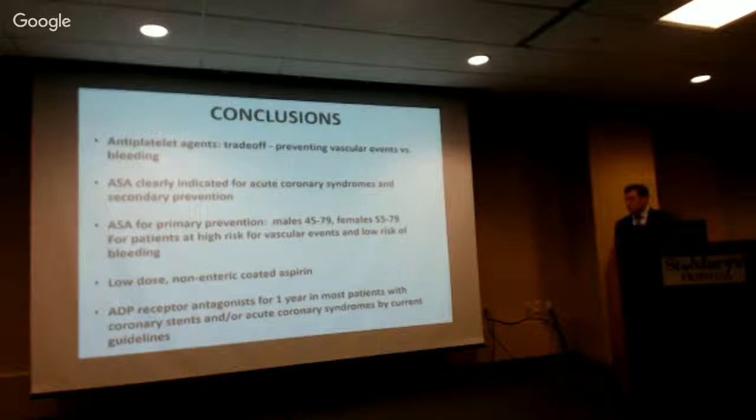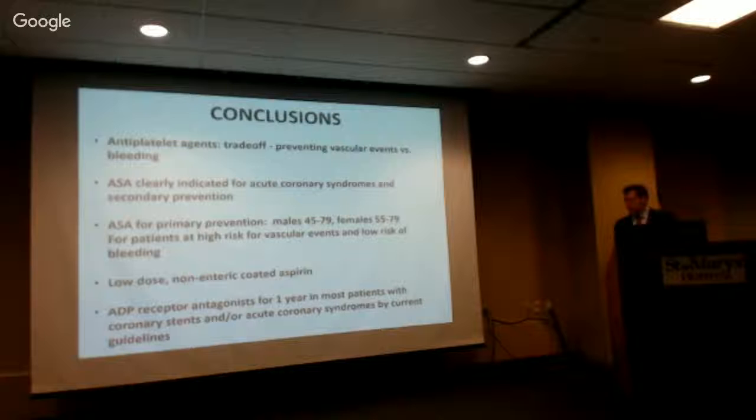For primary prevention, the math is much more difficult. It is recommended for males over 45, females over 55, if they are high risk for vascular events, and if they're low risk for bleeding. I think you really have to talk it over with those patients. For most patients, at least the coronary patients, use low dose aspirin, the 81 milligram, and try to avoid enteric coating because there are issues with absorption.